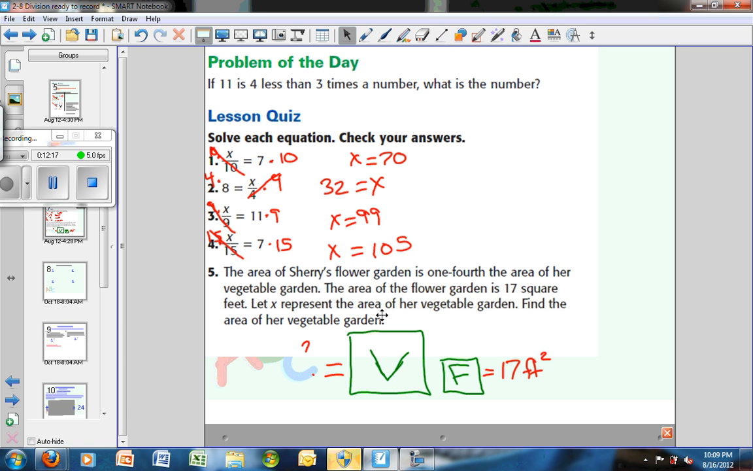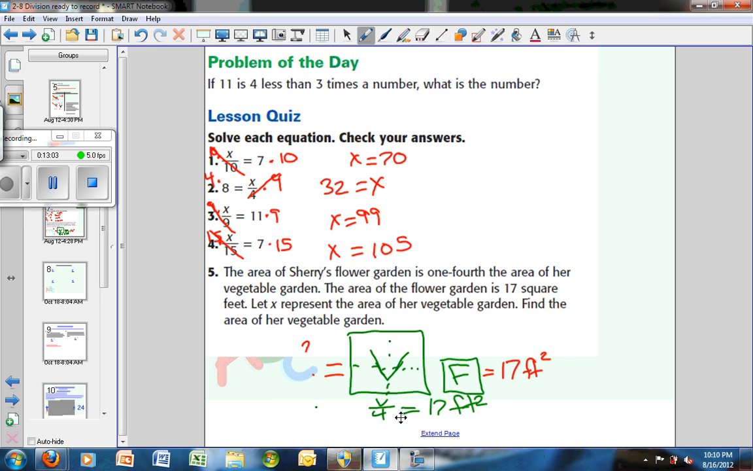The area of the flower garden is 17 square feet. So I wrote equals 17 feet squared. Let X represent the area of her vegetable garden. I think I'm going to use V because that makes more sense to me. Find the area of her vegetable garden. So I know that V, and then I know that if I divide that by 4, so I'm going to do V divided by 4 is going to be equal to the flower garden, and I know that the flower garden is 17 square feet. So that's how I can write my equation. So the vegetable garden divided by 4 is going to equal 17 feet squared, or the area of the flower garden. Then I can simply solve this equation.